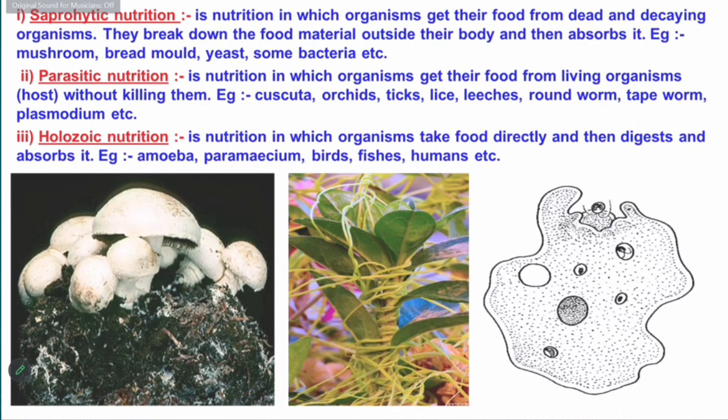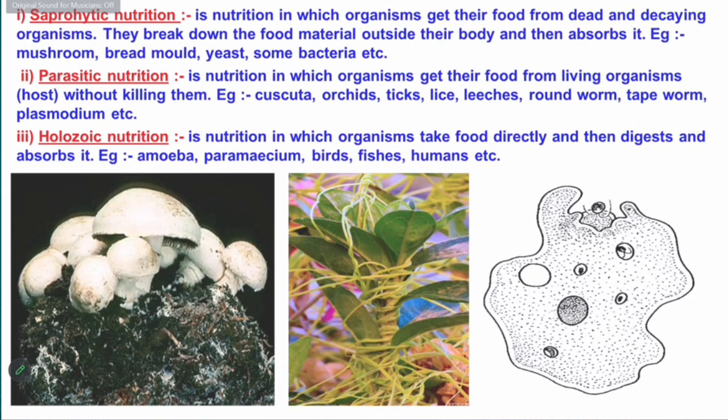Taenia solium, that is known as tapeworm, and Plasmodium is known as the malarial parasite. So these are the parasitic organisms, and these organisms show the parasitic type of nutrition. They depend on another living organism for their food.